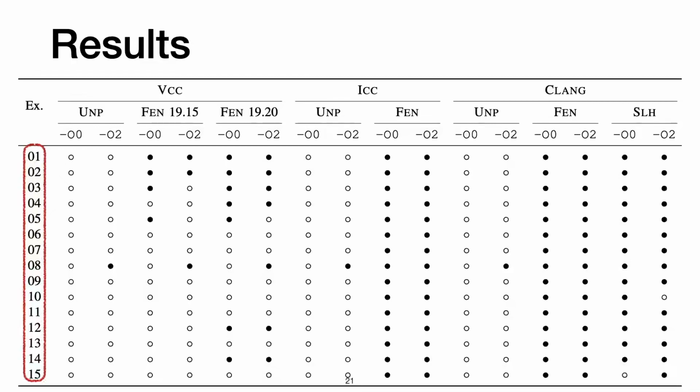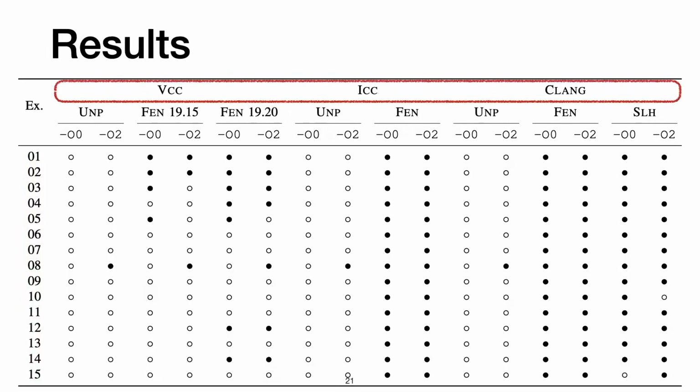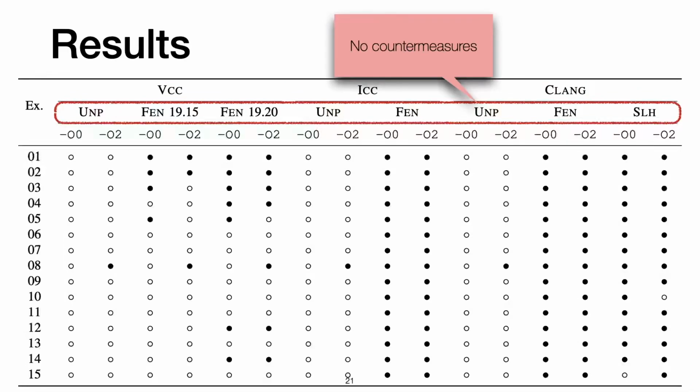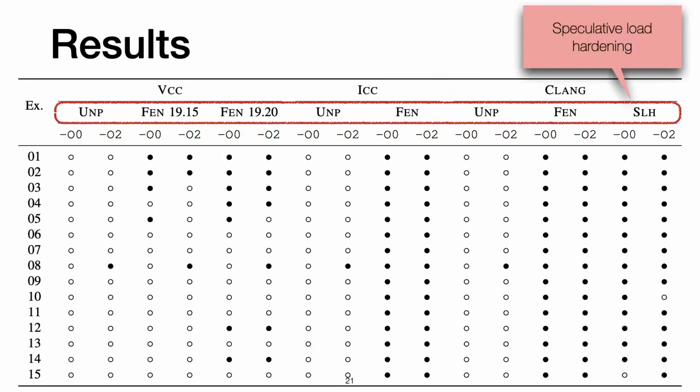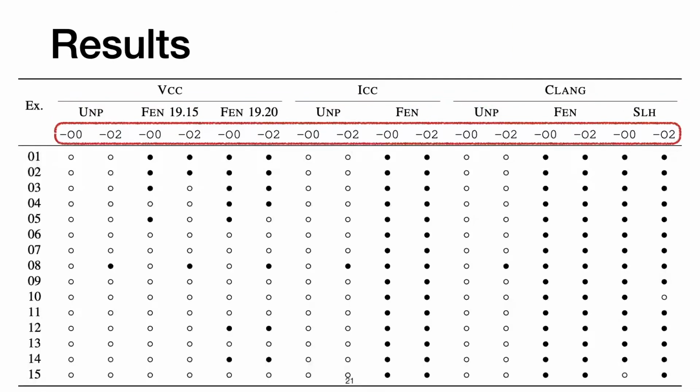This table illustrates the results. On the left, we have the 15 programs. On the top, we have the three compilers. VCC stands for the Microsoft compiler, ICC is the Intel compiler, and Clang is obviously the Clang compiler. We compiled the programs without countermeasures, with the automated insertion of fences, and for the Clang compiler with a countermeasure called speculative load hardening. And we also used two different optimization levels. So overall, we have 240 small programs. A black dot in the table means that SPECTECTOR proved that the program satisfies speculative non-interference, while a white dot means that SPECTECTOR successfully detected the leak.